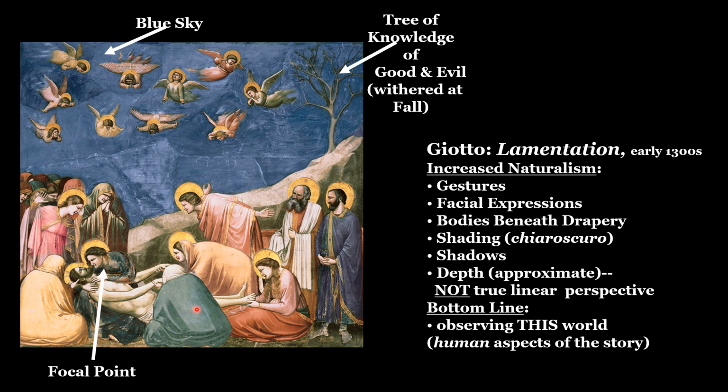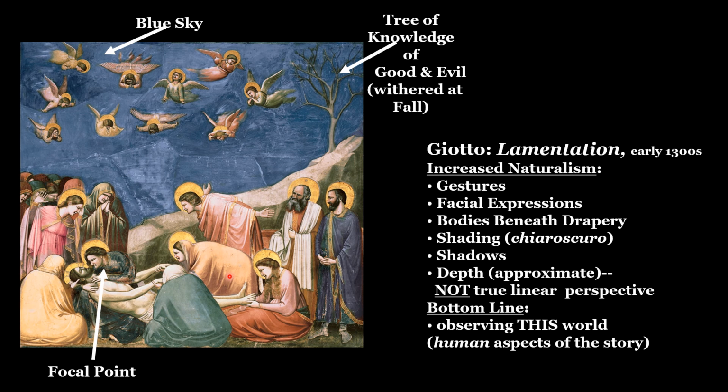One of the ways he achieves this is by shading, and this is a new word, an Italian term, chiaroscuro, and that simply means light, dark, or in other words, shading. And that's one of the ways that he suggests bodies under the drapery and makes objects look rounded and three-dimensional. So he's using shading as one of his techniques.